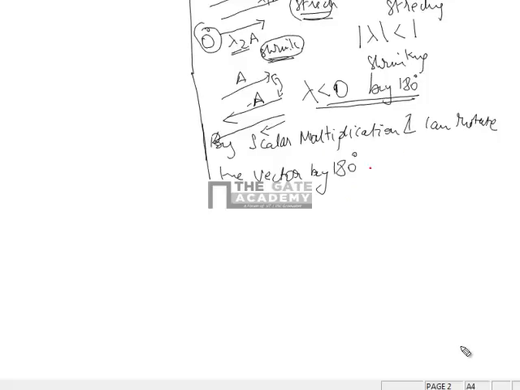In between angles, I cannot rotate by 90 degrees. Rotation by any other angle is not possible by scalar multiplication. Please remember this. I can either rotate by 0 degrees or by 180 degrees. I cannot rotate by, say, 87 degrees or 95 degrees. These things are not possible. This is very important.